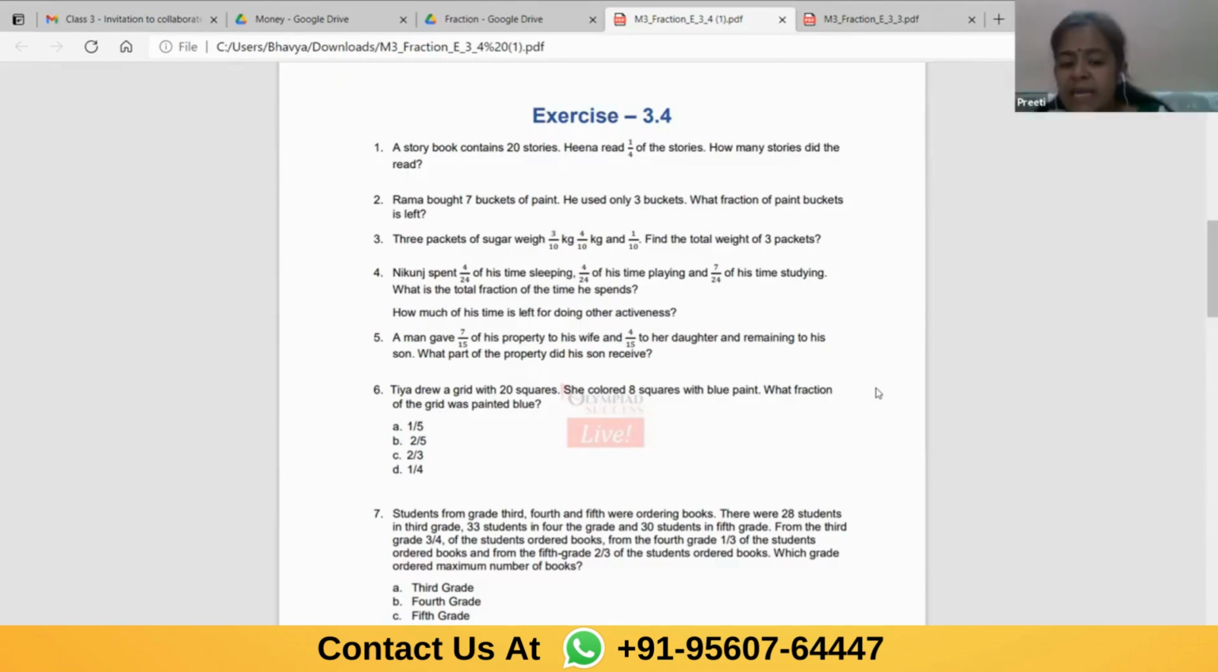Okay, question number 5. A man gave 7 by 15 of his property to his wife, 4 by 15 to her daughter, and the remaining to the son. So what part of the property did his son receive? Now, Boy Bobby, this man is dividing his property into 3 parts. One he is giving to wife, the other he is giving to daughter. You have to find how much of the property he is giving to his son. So if you add both of them, you will get to know how much property he is giving to his wife and daughter. Yes, ma'am.